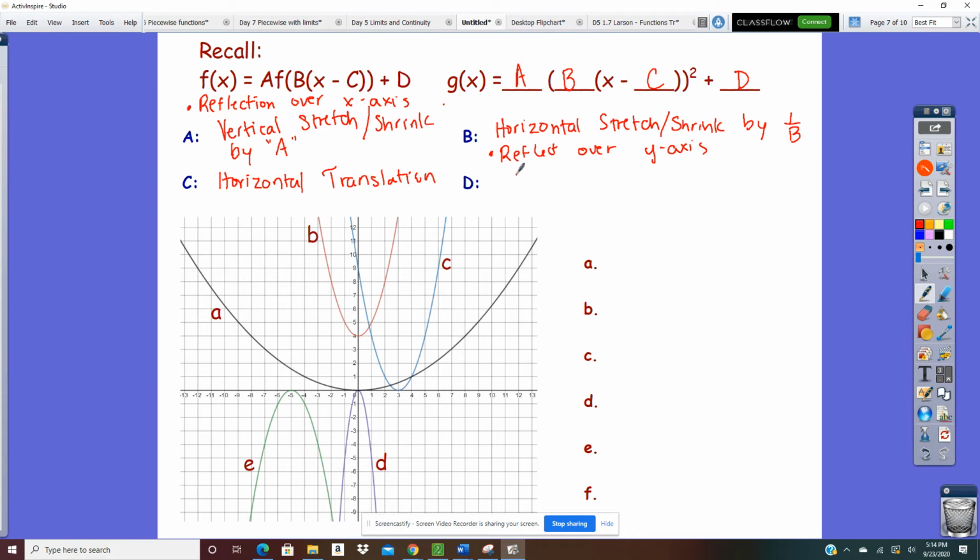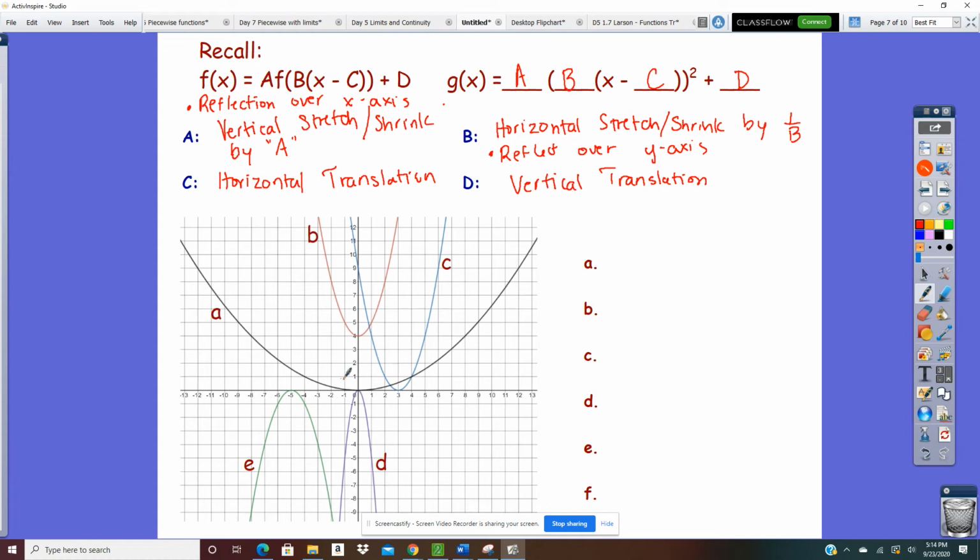And then this is a vertical translation. And it is the same direction of whatever it says it is. So whatever is plus or minus at the end, that is your up and down shift value. All right, so let's do some of these together. Let's see if we can get the equation.